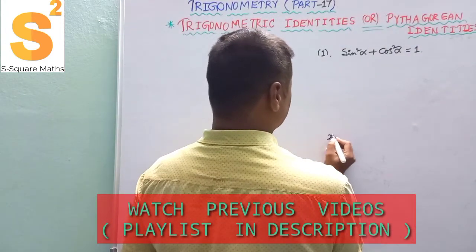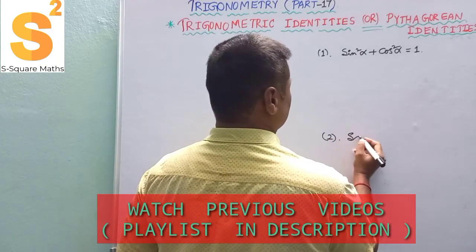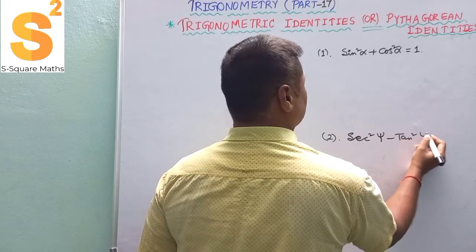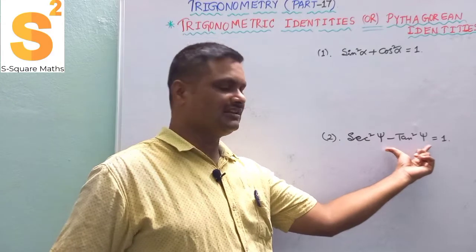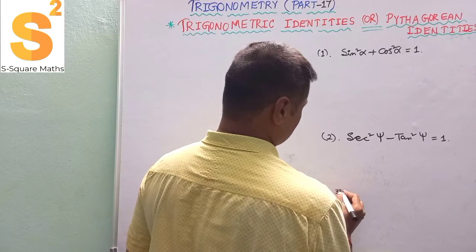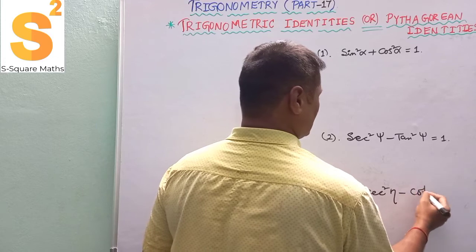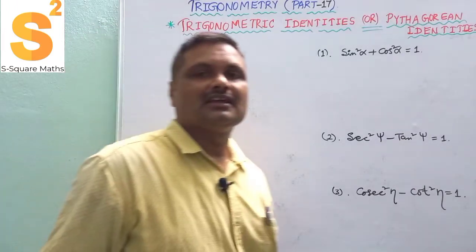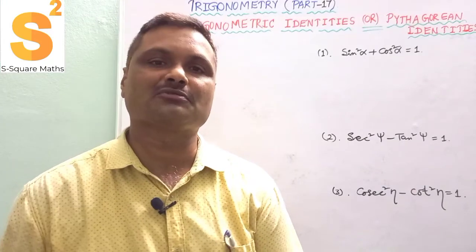And the second one is sec square psi minus tan square psi is equal to 1. This is the psi symbol, a Greek letter, the angle, an acute angle here. Next, cosec square eta minus cot square eta is equal to 1. So these three are said to be the trigonometric identities which are most useful for doing various types of problems.